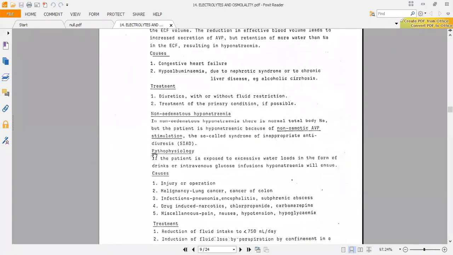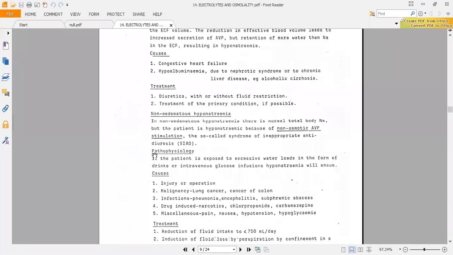Good. The second aspect of it is the non-edematous one. Now, the non-edematous ones, okay, these are people who have water retention, and the water retention has diluted the sodium, okay, but clinically they don't have edema. When you check for the signs for edema, they don't have it, okay.